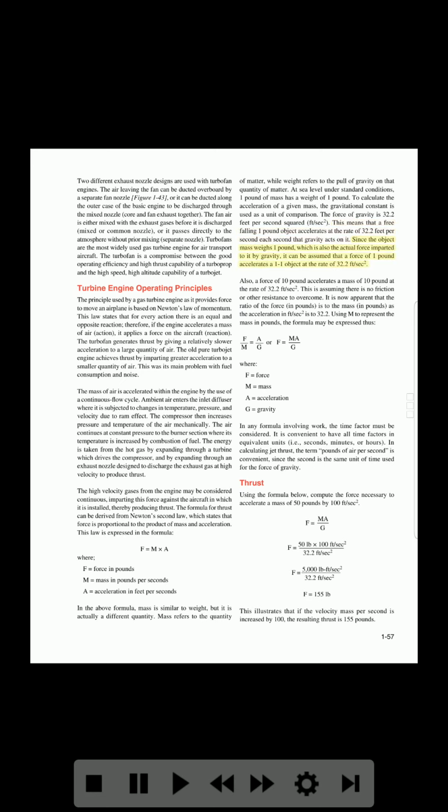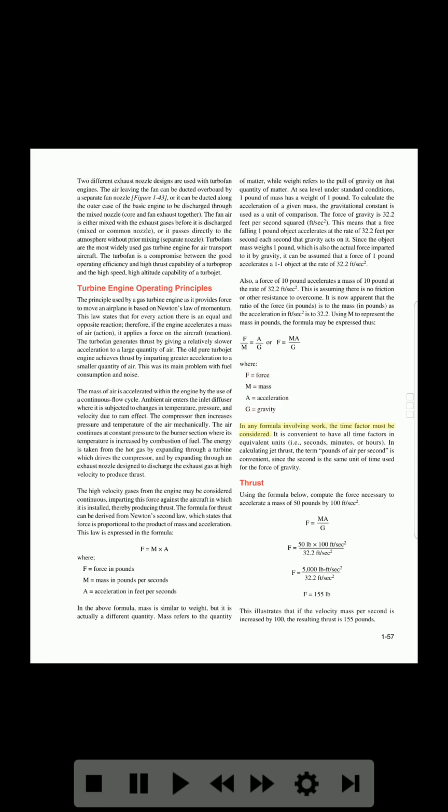Since the object mass weighs 1 pound, which is also the actual force imparted to it by gravity, it can be assumed that a force of 1 pound accelerates a 1-pound object at the rate of 32.2 ft/s². Also, a force of 10 pounds accelerates a mass of 10 pounds at the rate of 32.2 ft/s². This is assuming there is no friction or other resistance to overcome. It is now apparent that the ratio of the force in pounds is to the mass in pounds, as the acceleration in ft/s² is to 32.2. Using m to represent the mass in pounds, the formula may be expressed thus: F = ma/g, where F equals force, m equals mass, a equals acceleration, and g equals gravity.